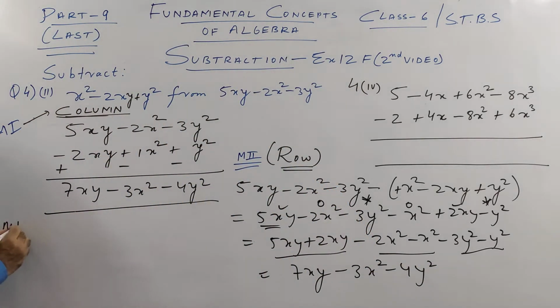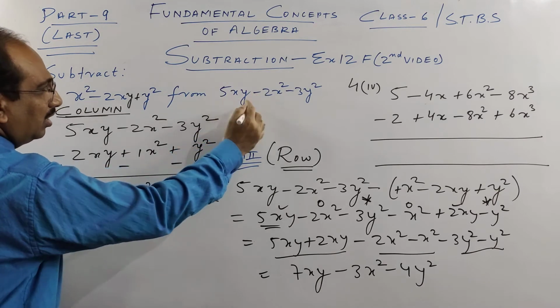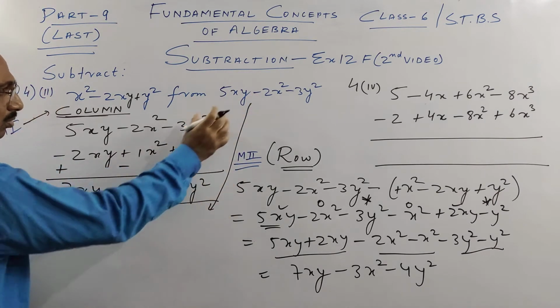If you wish, I can do method 3 also, which is like method 1. Here what I'll do, this I will change, children. This one I will change here. So subtract this from this.